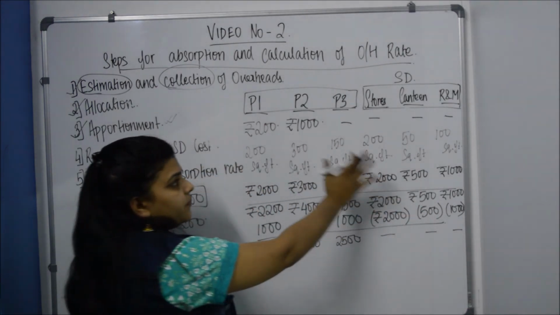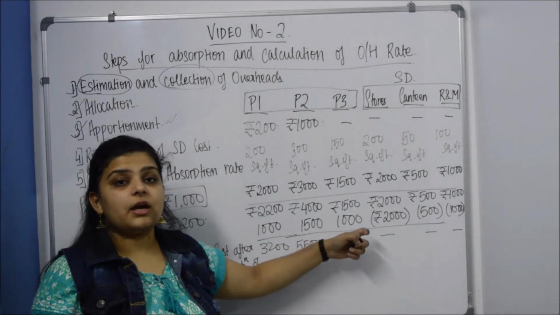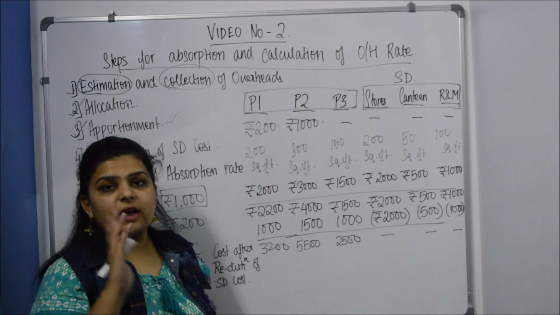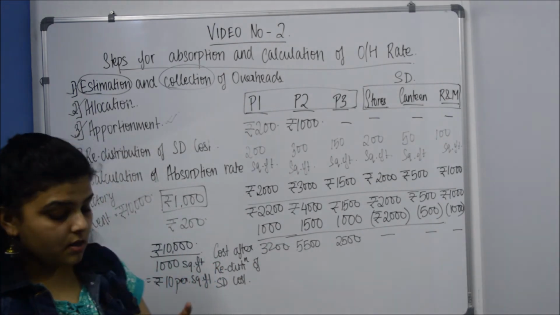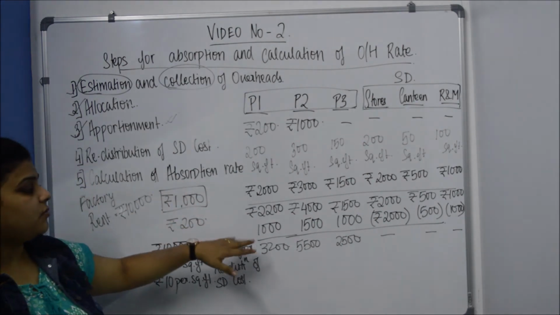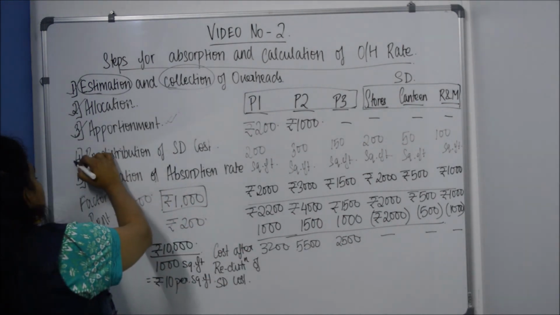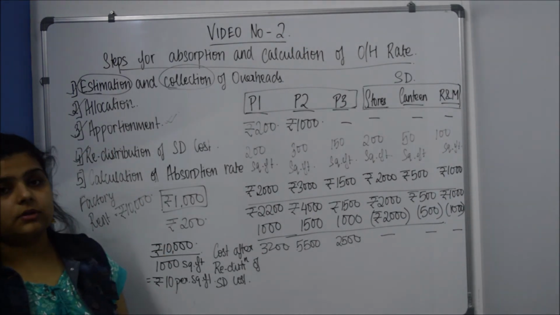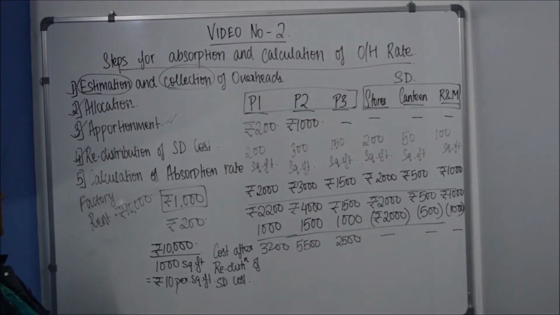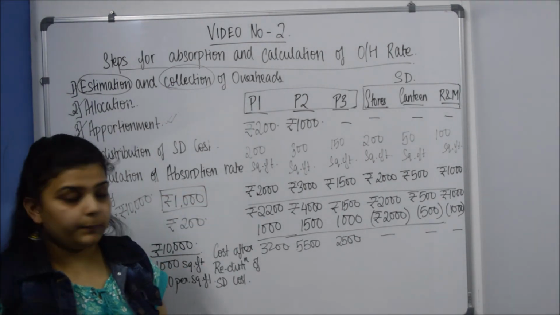Now these service departments do not have any cost with them. This distribution, again I am telling, can be done through 5 methods, which will be explained in the next video. So the cost after redistribution is this. With this we are done with step number 4 also. Coming to step number 5, that is calculation of absorption rate.